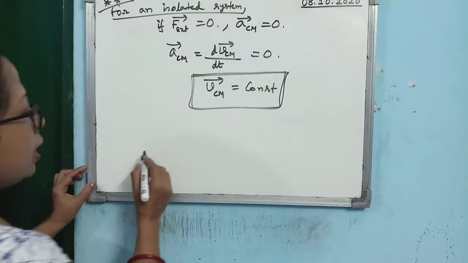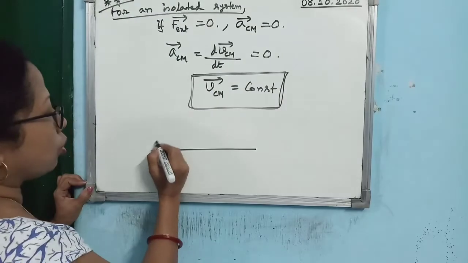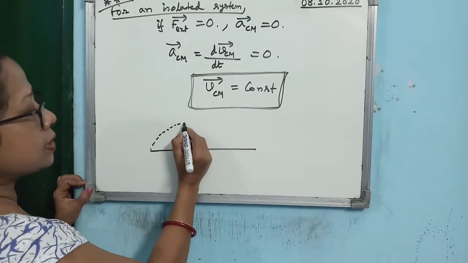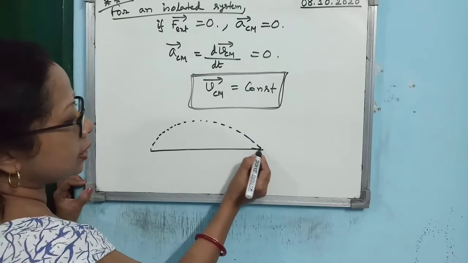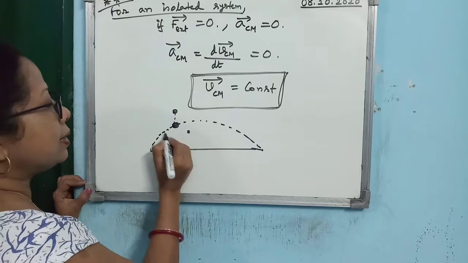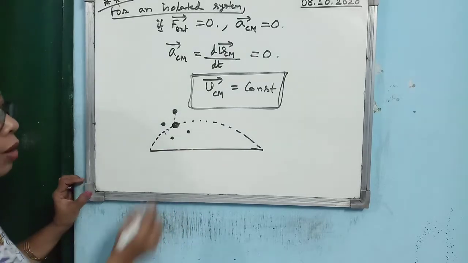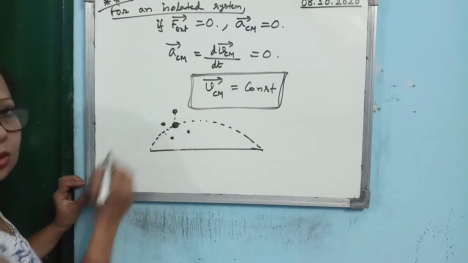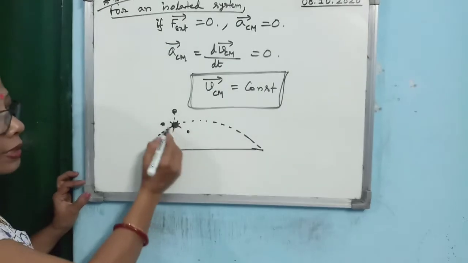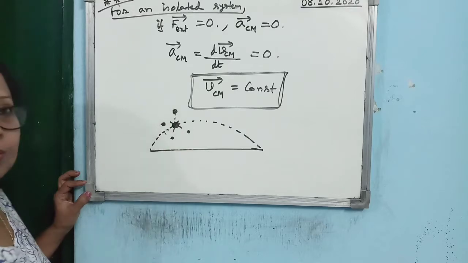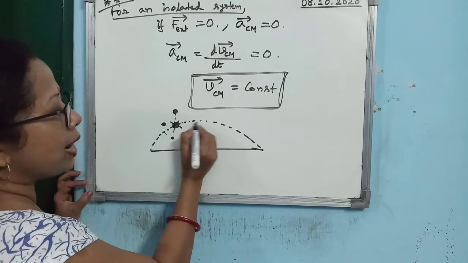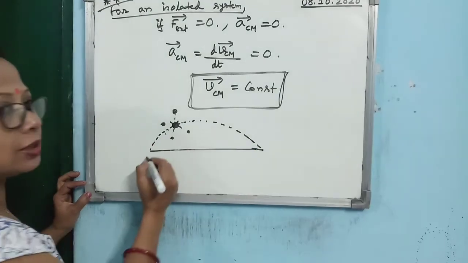Now suppose a bomb is thrown. Before explosion, the bomb is supposed to follow this trajectory path. Now suppose here the bomb exploded and different fragments are produced. After the explosion of the bomb, that's why I put a cross, it is exploded and divided into 4 parts. They will move in such a direction that the center of mass will follow the same trajectory.